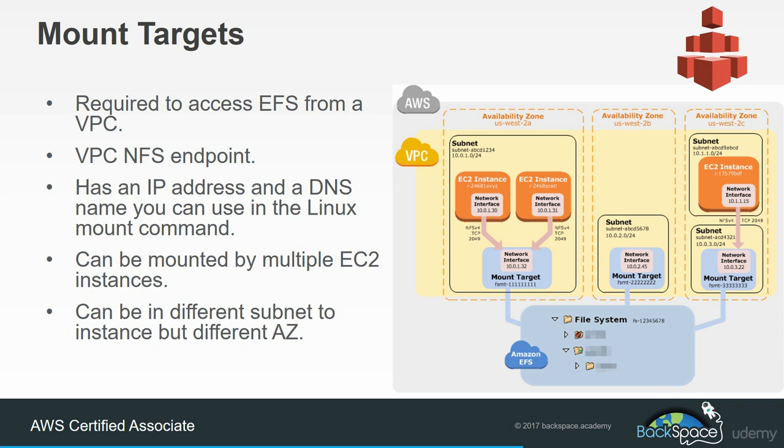And also the mount targets can be in a different subnet to the instance, but they cannot be in a different availability zone. So you see on the right hand side of that diagram, we've got an EC2 instance in a subnet, which has a mount target from another subnet that is mounted to it. So that's quite possible to do. But you couldn't have an EC2 instance in one availability zone mounting a mount target from another availability zone. That's not possible to do.